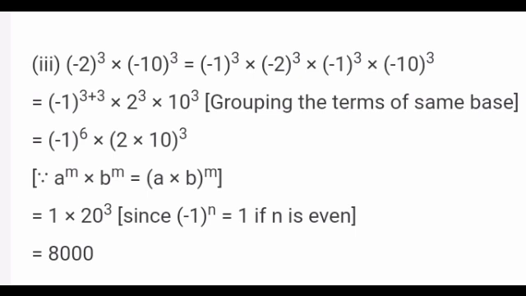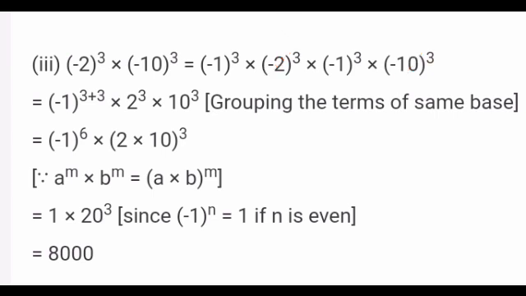Third question, (-2)^3 into (-10)^3. (-2)^3 we can write as (-1)^3 into 2^3. Then (-1)^3 into 10^3. See, (-1)^3 and (-1)^3, two times power 3 is there, so we can add the powers. Then 2^3 into 10^3.